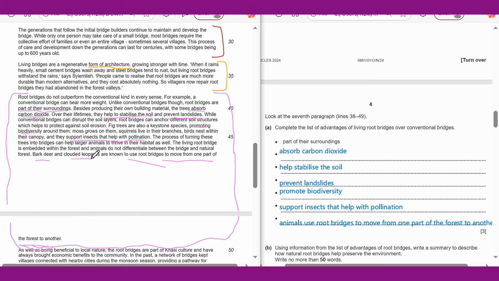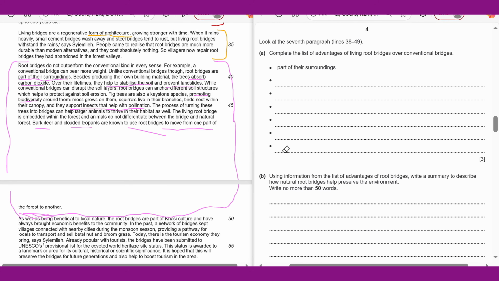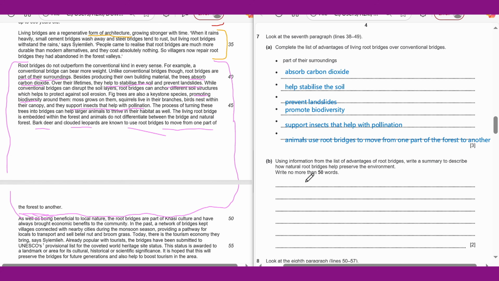Okay, let's move on. Now, guys, still in the same question, 7b, using information from the list of advantages of root bridges. Write a summary to describe how natural bridges help preserve the environment. Write no more than 50 words. Okay, guys, you may take some time. You may pause this video. Now we're going to reveal the answer. You just have to use the answers from here and make a summary, not more than 50 words. That's the key. Okay, let's check it out.